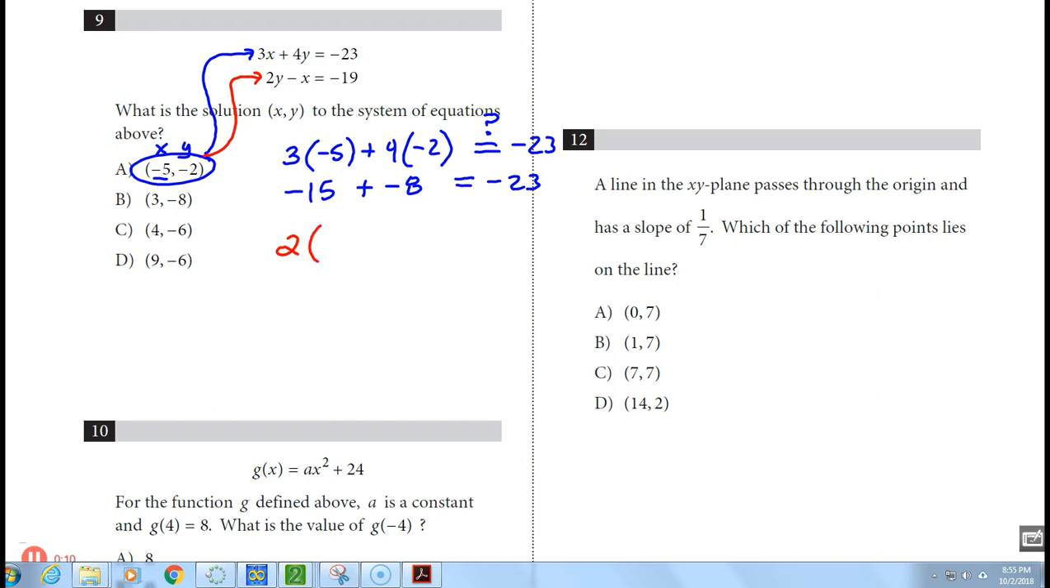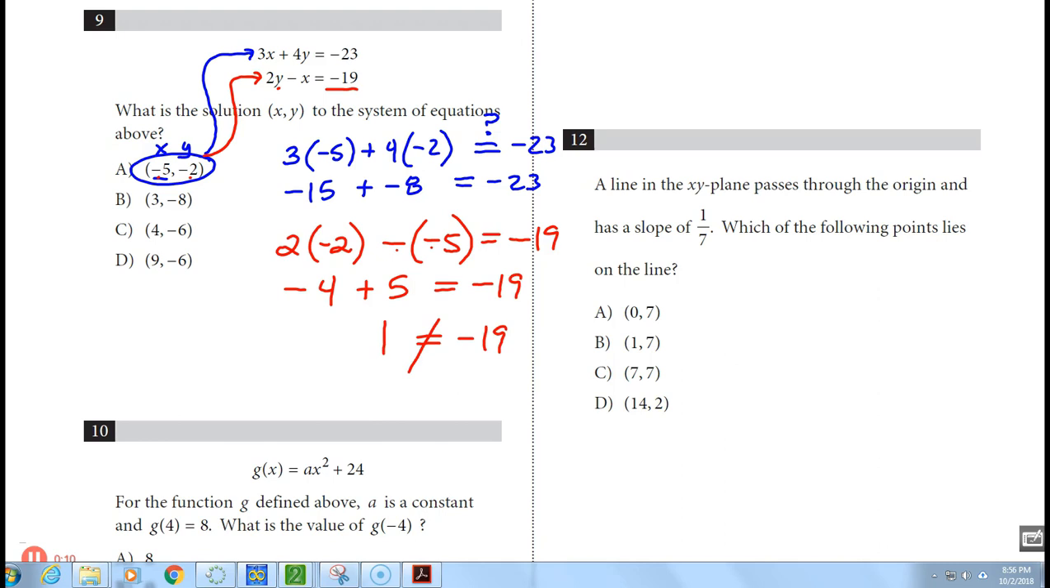2 times the y value, so 2 times the negative 2, minus the x value, which is a negative 5. Does that come out to equal negative 19? So I'm trying it in the bottom equation now. Well, that's negative 4 minus a negative, which is plus 5. And that does not work. Negative 4 plus 5 is 1. 1 does not equal negative 19. So negative 5, negative 2 worked in the top one. It did not work on the bottom one.